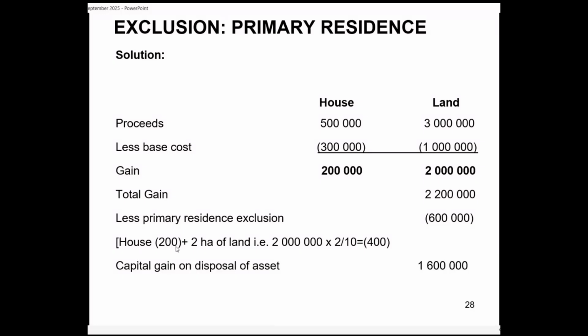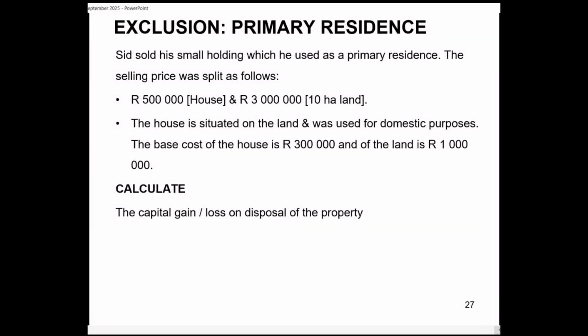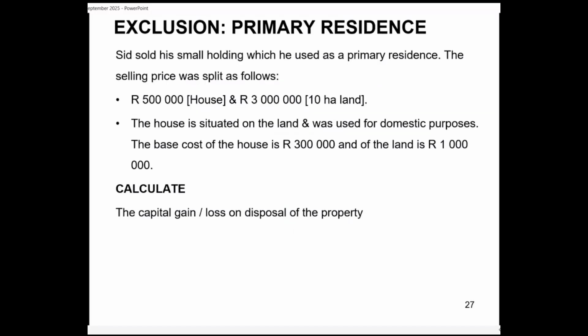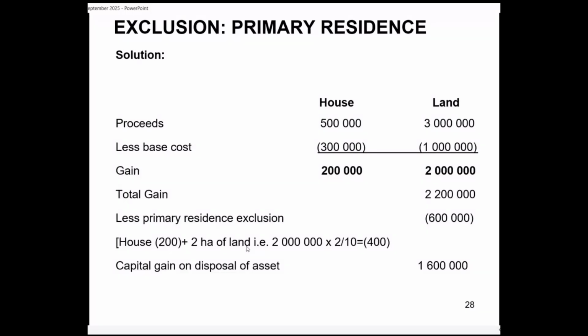So the house is 2 million. The house is 200,000 plus 2 hectares. Remember, they said the limitation is 2. It must be limited to 2. So we have the 2 hectares on the land, 2 million for the land times 2 divided by 10, which is 400. Then the primary residence exclusion will be 600,000. And the capital gain will be 160.